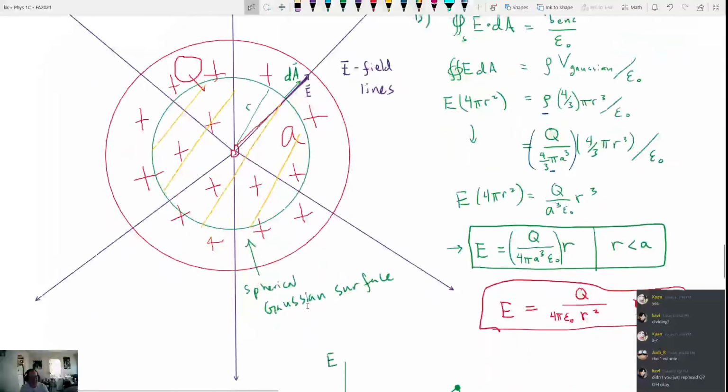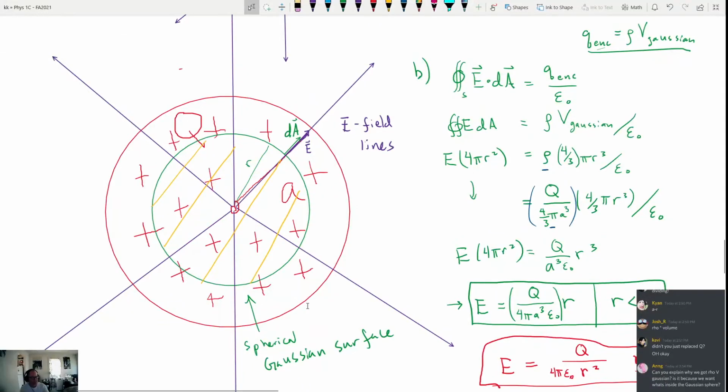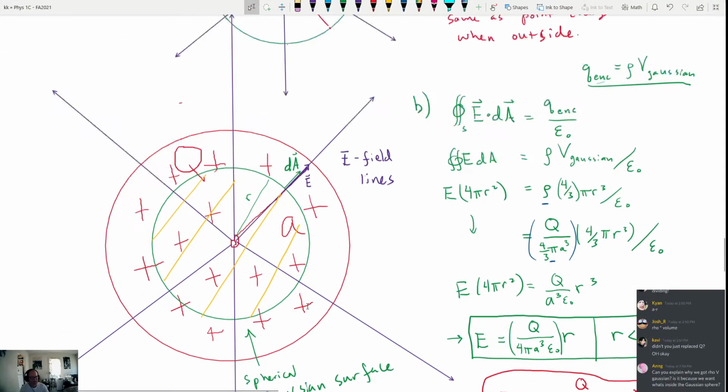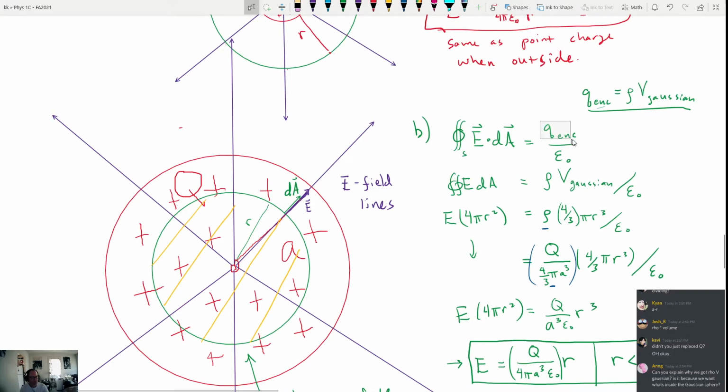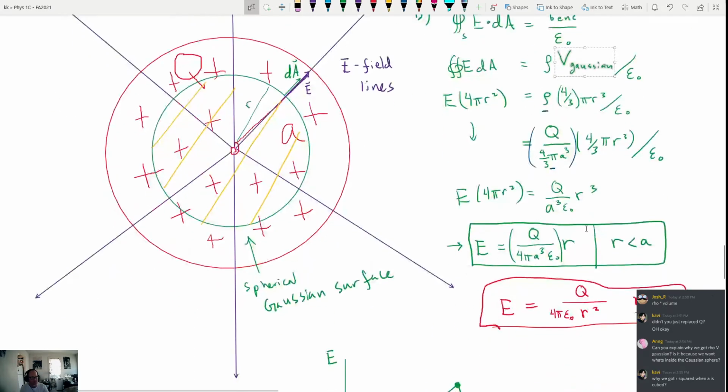Anyone have any questions? Can you explain why we got rho v Gaussian? Is it because we want what's in? Yes, that's exactly right. Yep. So Q enclosed says to take up the total of the charge that's inside of the Gaussian. The best way to do that is to take the charge density and just multiply by the volume of the Gaussian. That tells you. You put it very well. That's right, Ange. Yeah. Why we got r squared when a is cubed? Right here? Or here?